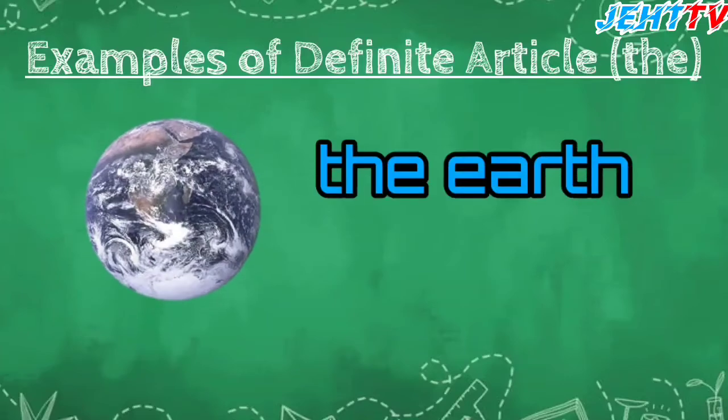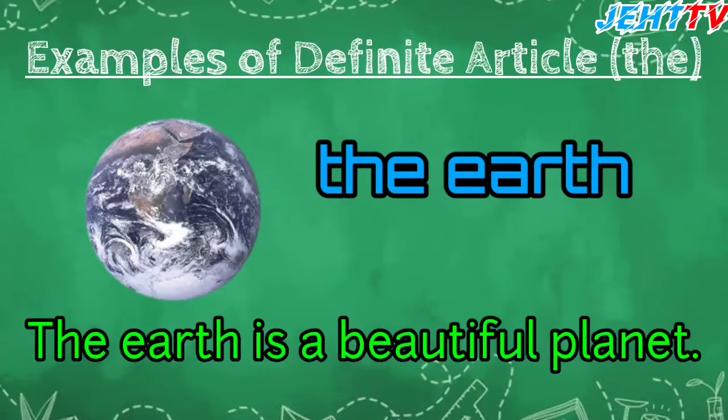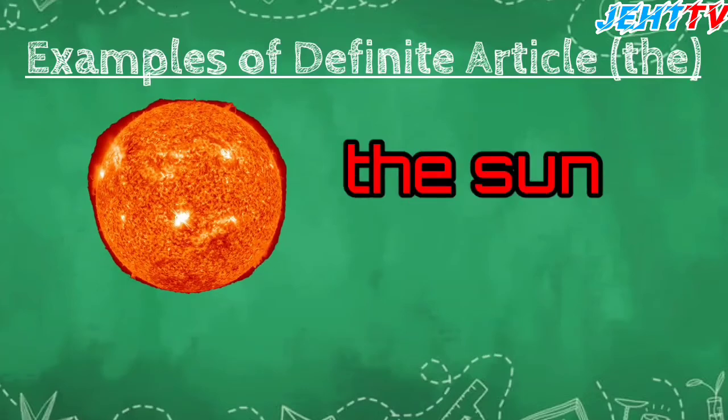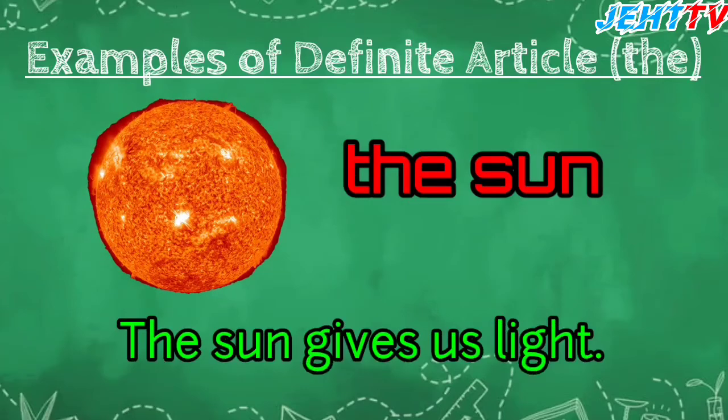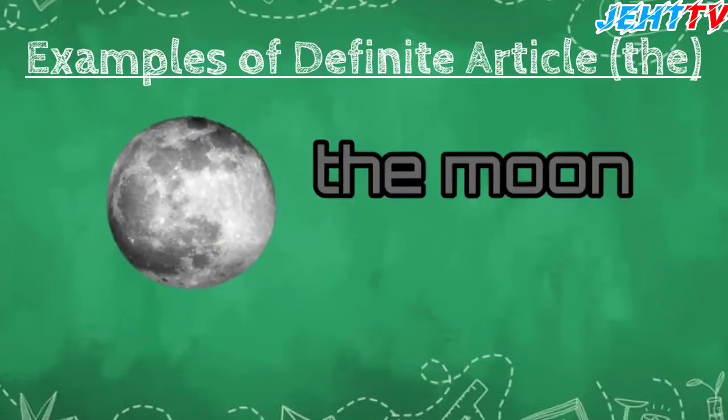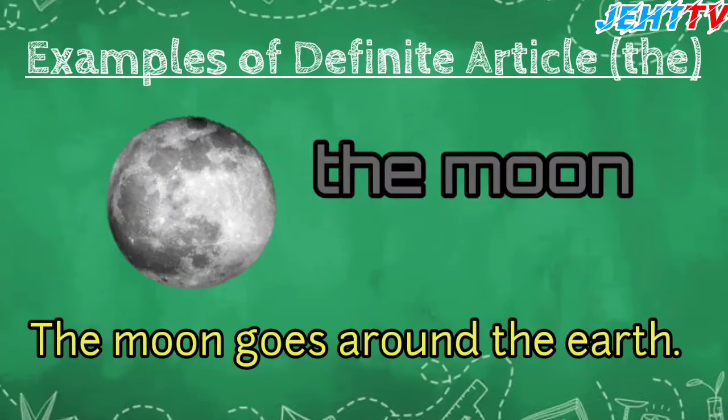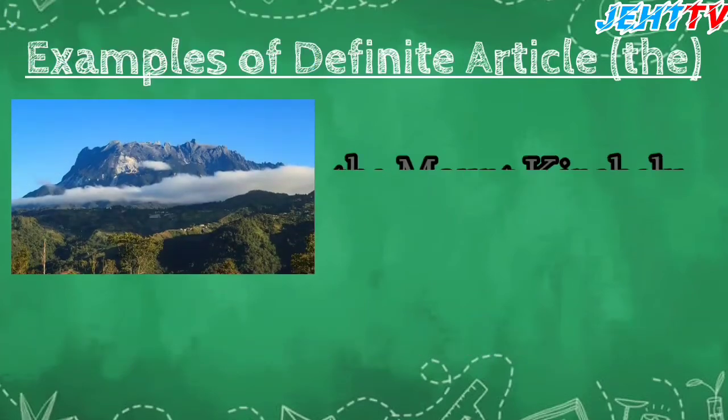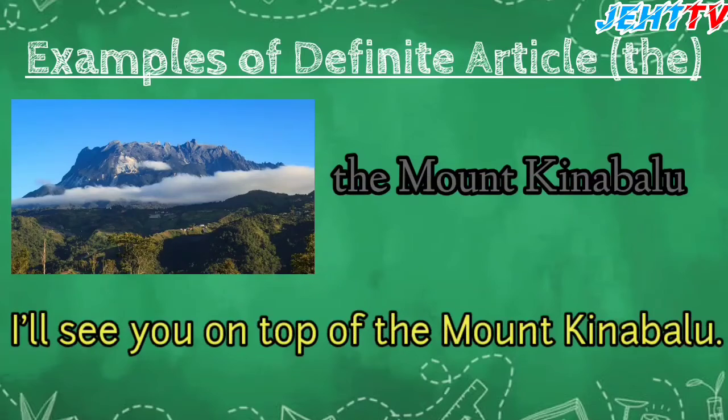Let's look at some of the examples of definite article. The first one is the earth. The earth is a beautiful planet. Next, the sun. The sun gives us light. Another example is the moon. The moon goes around the earth. And the last example is the Mount Kinabalu. I'll see you on top of the Mount Kinabalu.